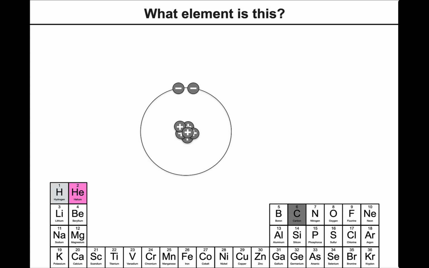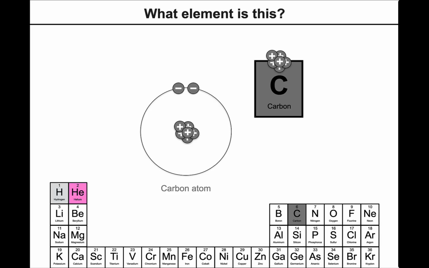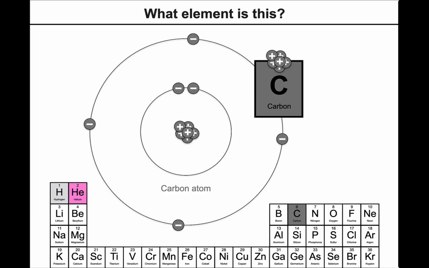But what element is this? Well, it's carbon because it has 6 protons, and carbon is number 6. It has 6 protons. So a carbon atom is synonymous with the number 6 because it has 6 protons. Now, we typically see carbon in its neutral form with 4 additional electrons for a total of 6 electrons.